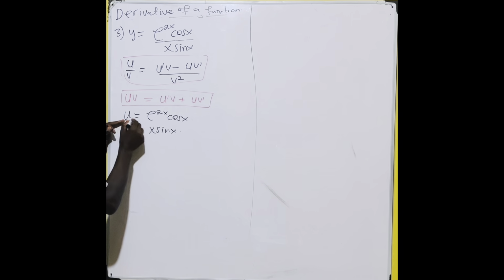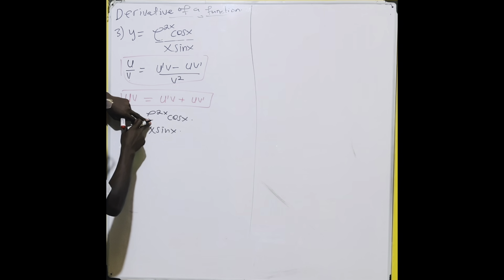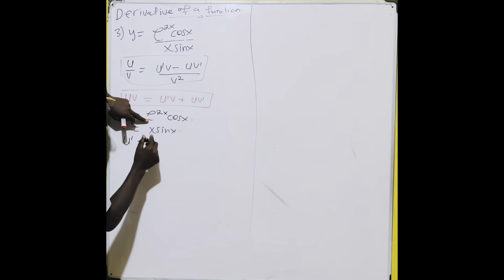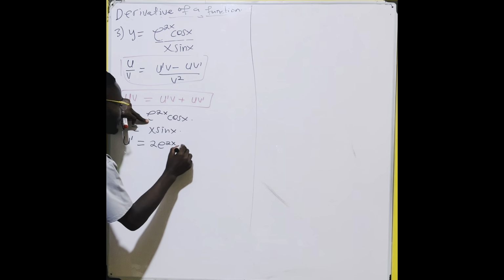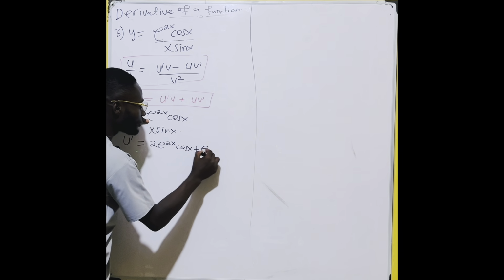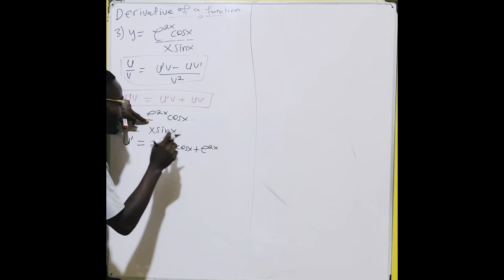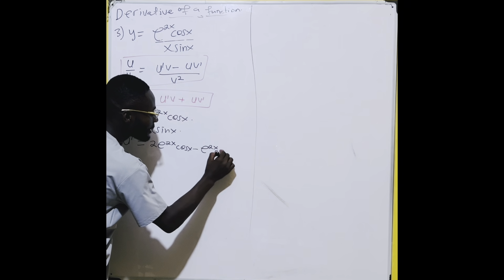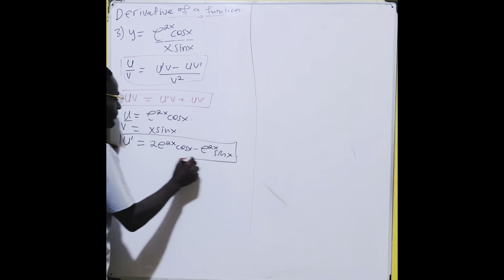Okay, so we have to identify our u prime and our v prime, right? So we come down here, our u prime will be equal to, we have two functions, right? So we differentiate the first function, which is e to the 2x, and we are going to have 2e to the 2x. Then we maintain the second function, which is cos x, plus we maintain the first function, which is e to the 2x. Then we differentiate the second function, which is cos x, and that is going to give us negative sine x. So we have negative sine x, right? So this is our u prime.